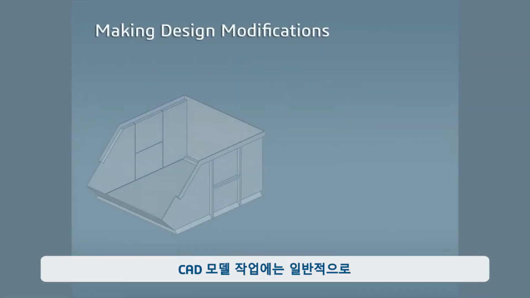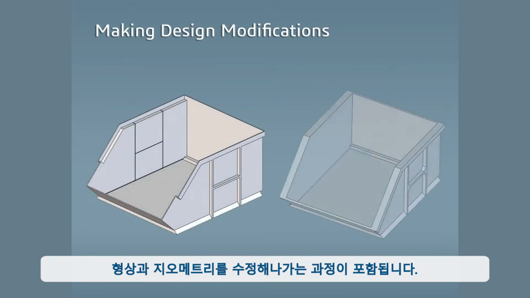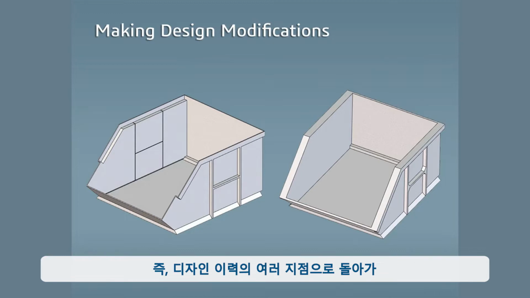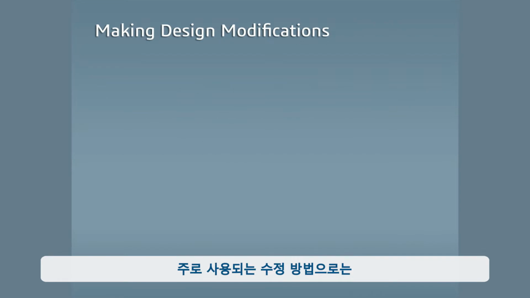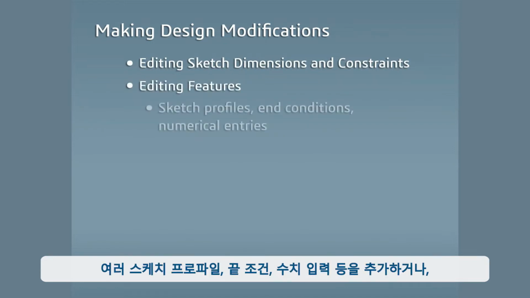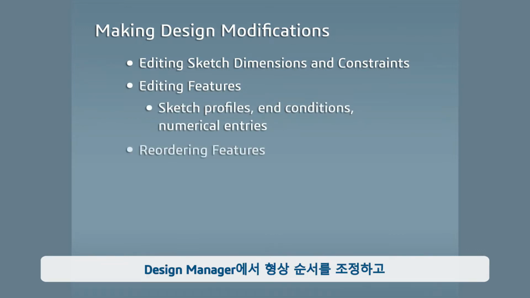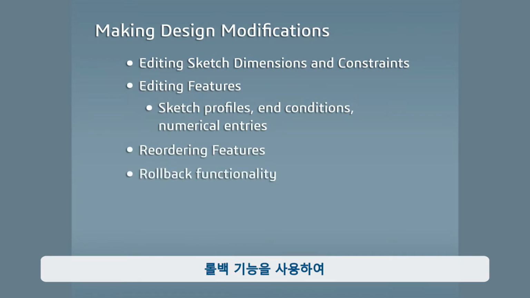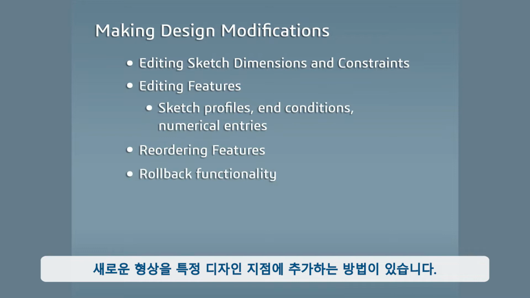Working with CAD models is usually a process that involves making changes to features and geometry over time. This means you'll need to go back and make changes at different points in the design history. The main ways you can make modifications are by editing sketch dimensions and constraints used to generate 3D features, by editing the features themselves to incorporate different sketch profiles, end conditions, and numerical entries, and by reordering features in the Design Manager and using the rollback functionality to add new features at certain points in the design.